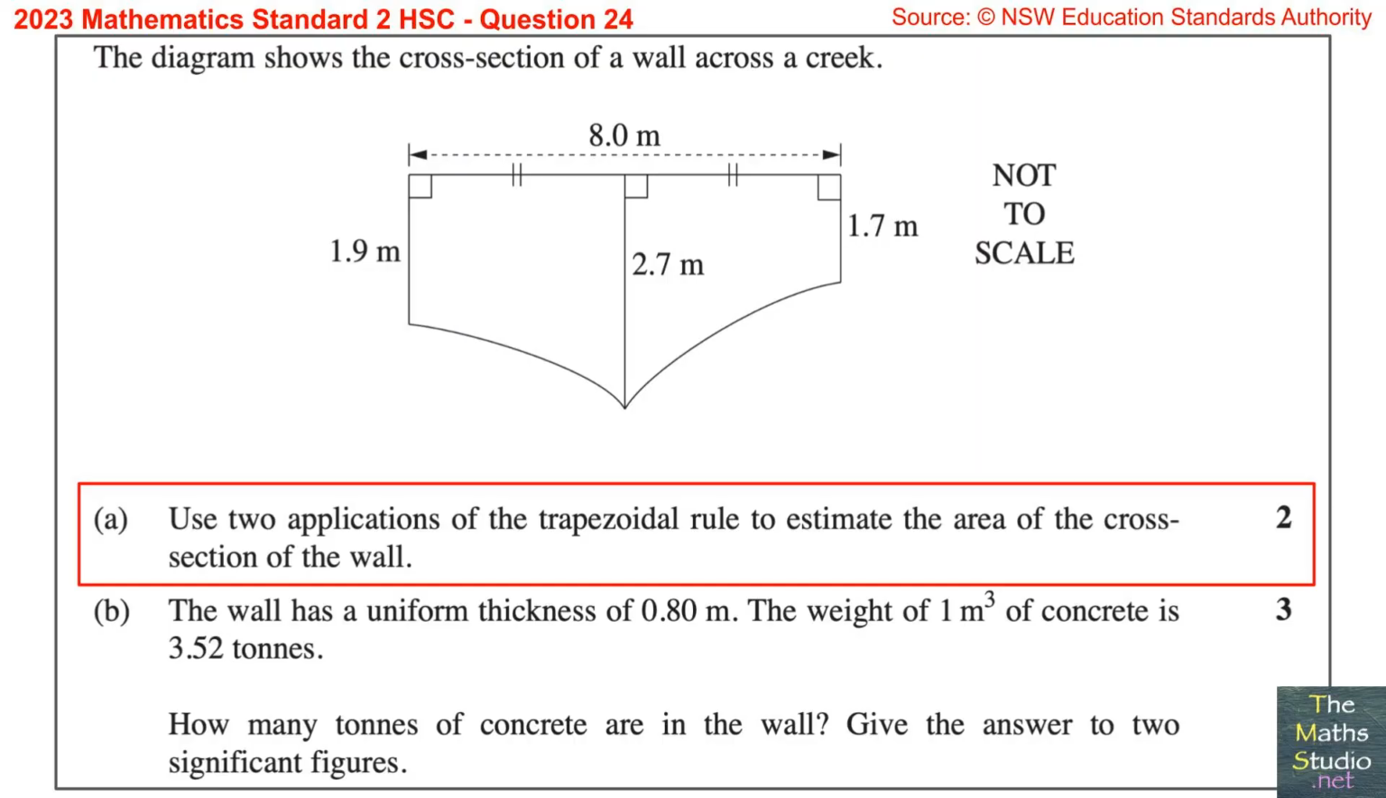Question 24. The diagram shows the cross-section of a wall across a creek. Part A. Use two applications of the trapezoidal rule to estimate the area of the cross-section of the wall.